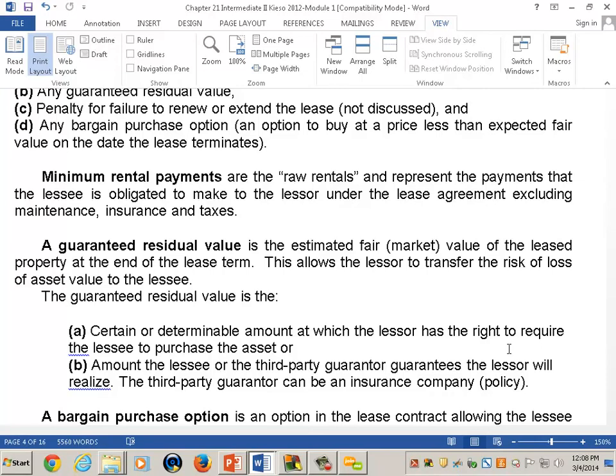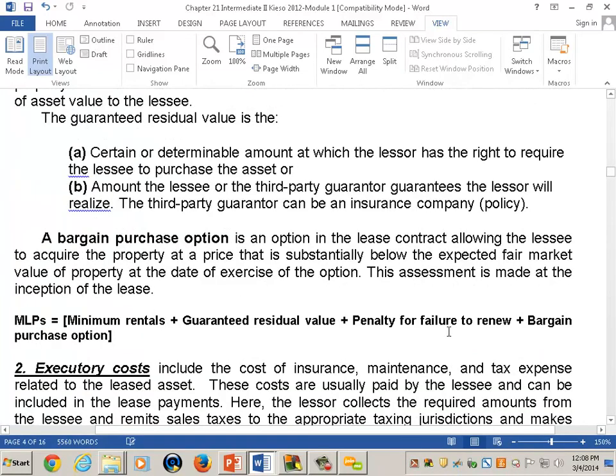Plus a guaranteed residual value, and also, let me go back here, could also have a bargain purchase option, which is an option, as we said earlier, in the lease terms to buy the asset at a price that you know is substantially below the fair value. And also if there are penalties for failure to renew.